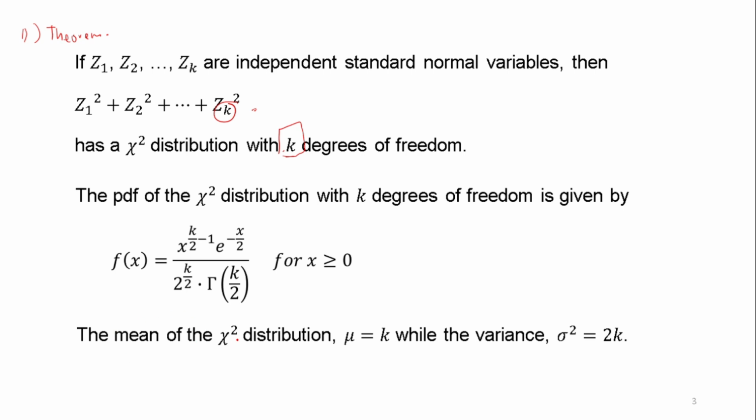The mean of the chi-square distribution is equal to k, meaning the number of degrees of freedom is equal to the mean. If our degree of freedom is 4, our mean is also 4. While the variance is 2k. If our degree of freedom is 4, our variance is 8. So it depends on the value of the degrees of freedom to find the mean and also the variance.